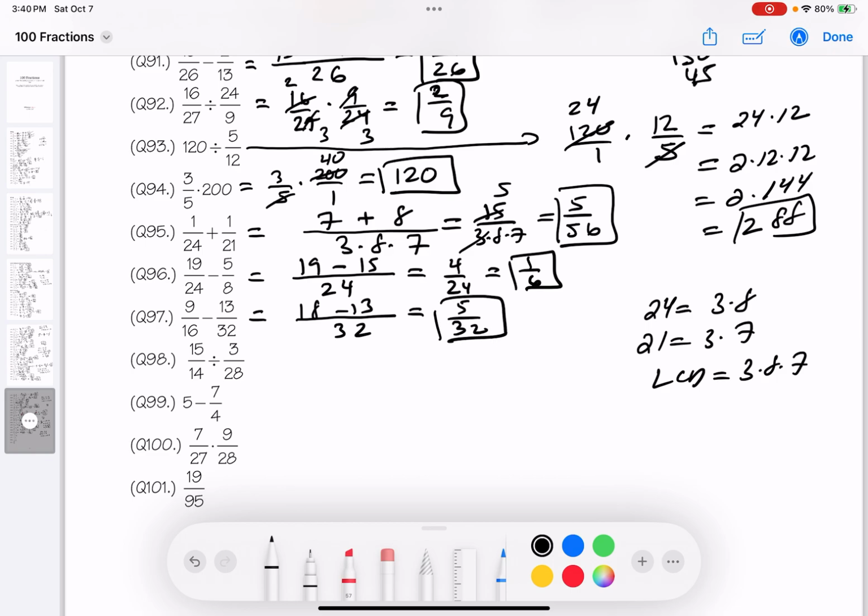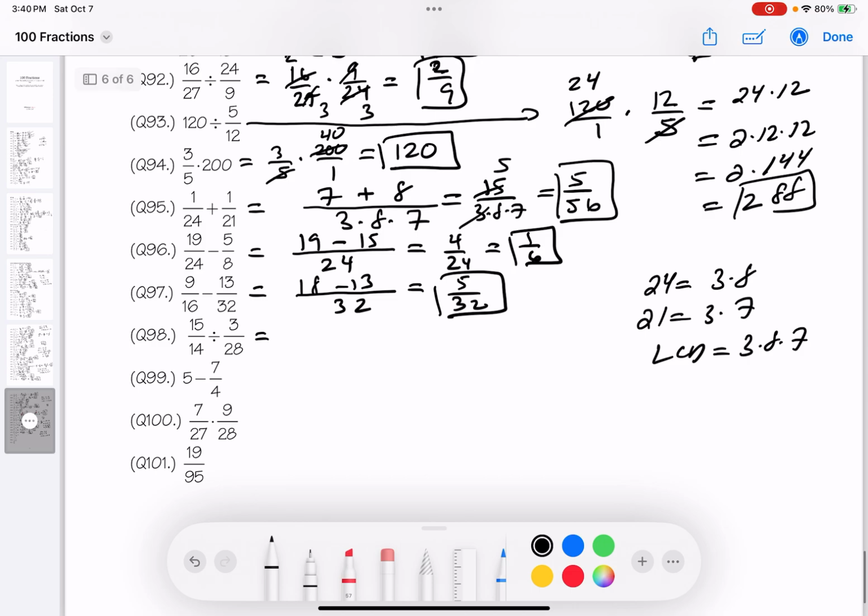All right, let's put the next one down. And that's going to be 15 fourteenths times 28 over 3. And this looks pretty easy. 14 goes into 14 once, into 28 2 times. 3 goes into 3 once, and it goes into 15 5 times. And 5 times 2 is 10.